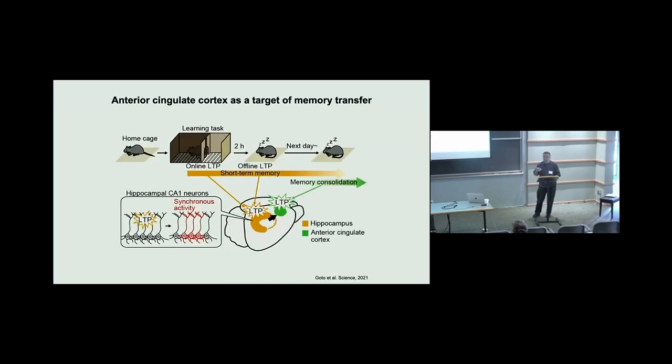So to conclude this story, we found LTP occurs in different steps. First, online LTP occurs in hippocampus right after the event. And then in hippocampus, offline LTP occurs during the sleep on the same day. This is the initial step which is required for memory. And then for the further consolidation of memory, LTP has to occur in ACC on the next day during sleep. So in this way, LTP occurs in a stepwise fashion.